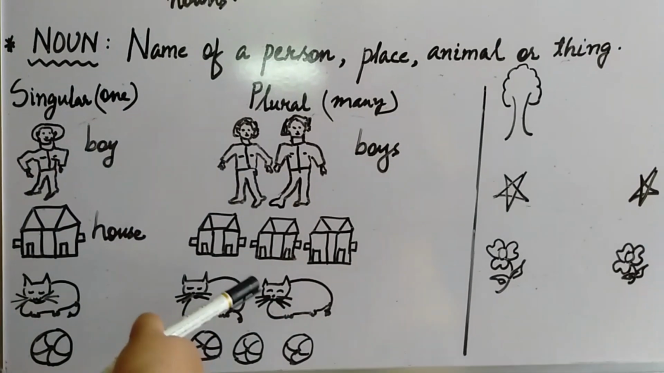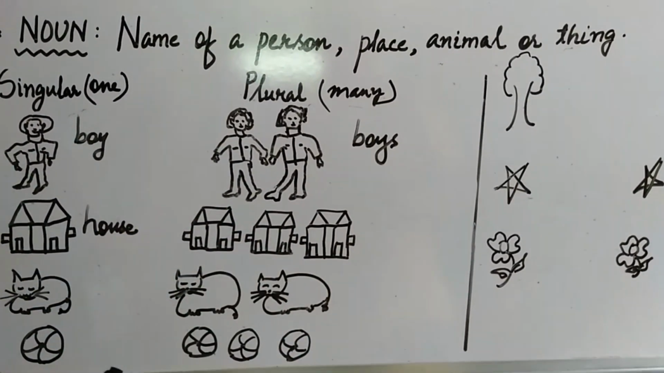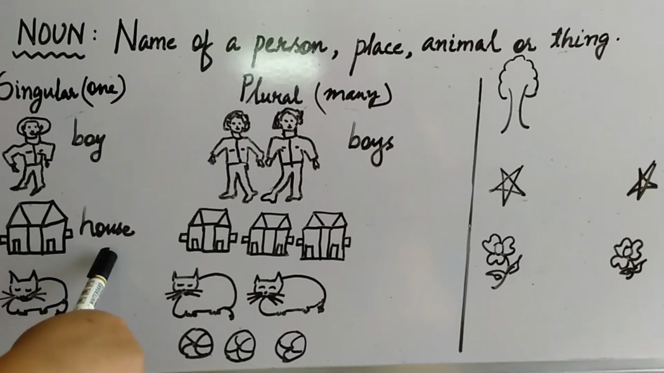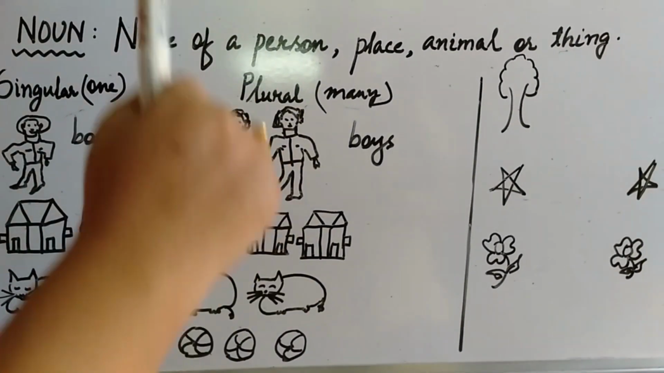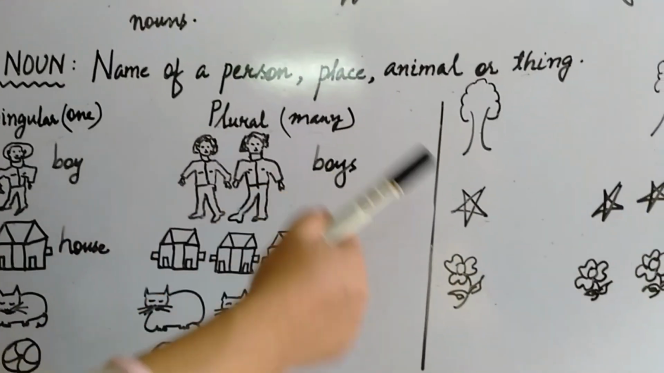On the other side, you see how many houses are there? 1, 2, 3. So we don't call it house. Rather we call it as houses, right? Because it is more than one, many, plural.